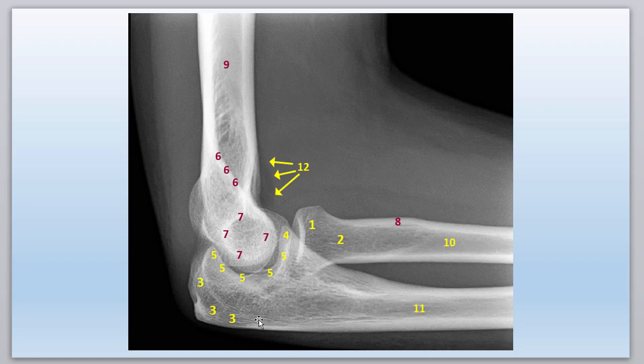Here's the olecranon process of the ulna. Number 4 here by itself, that's the coronoid process of the ulna. So this is the condylar fossa of the ulna. We talked about number 7.